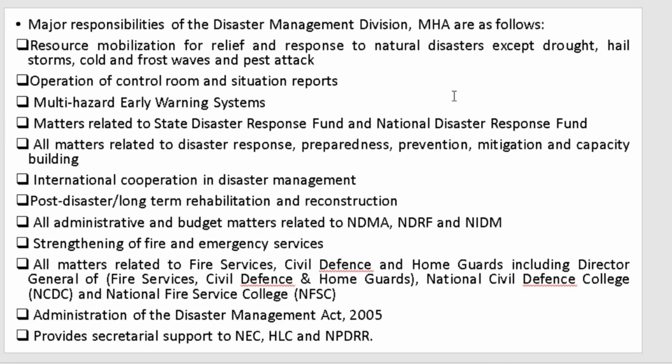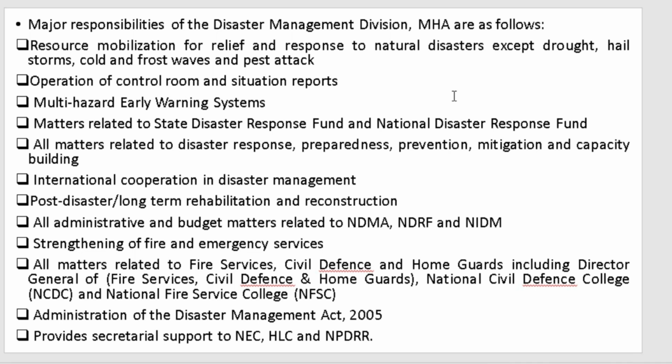Now let us talk about the major responsibilities of the disaster management division. It includes resource mobilization for relief and response to natural disaster. That is, the movement of the resources should be maintained. Whenever a disaster occurs in a particular area, suppose the area will require some food, some special equipment, and all this must be provided by the disaster management division. Next, whenever a disaster happens in a particular area, the control room should be open as well as the situation report should be provided. Next, there should be an early warning system to make the people aware about the situation.